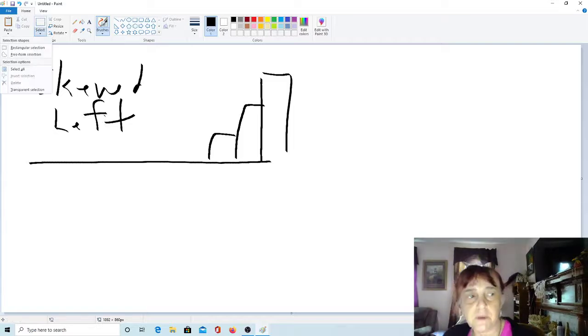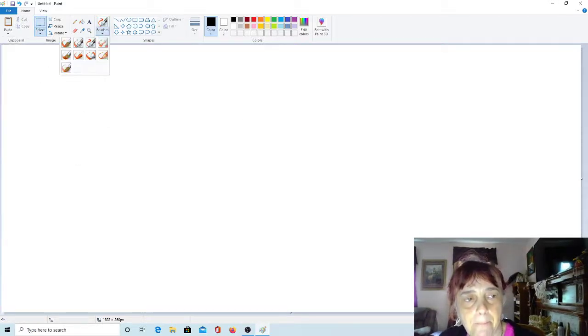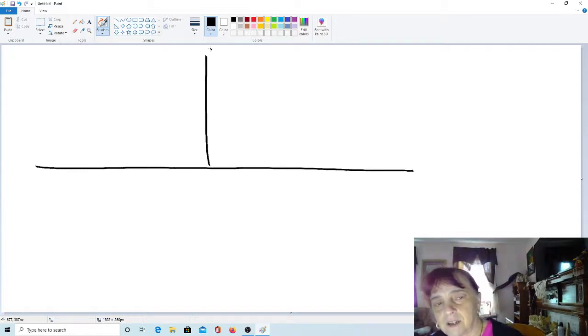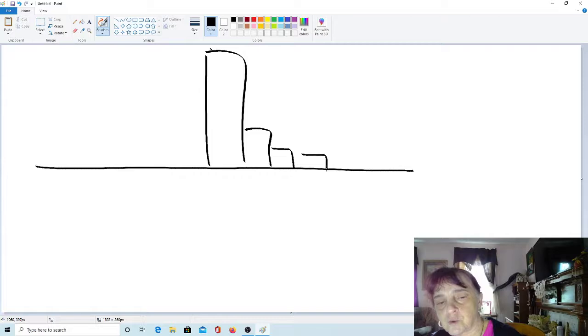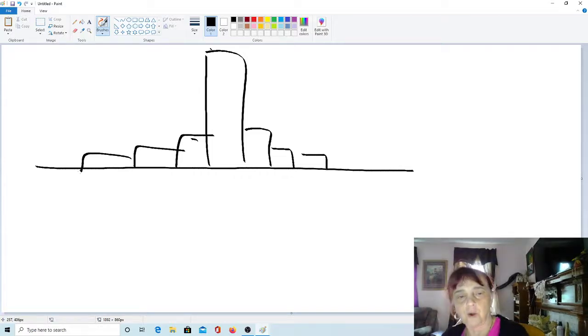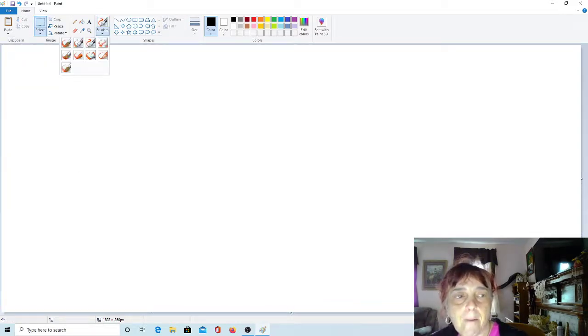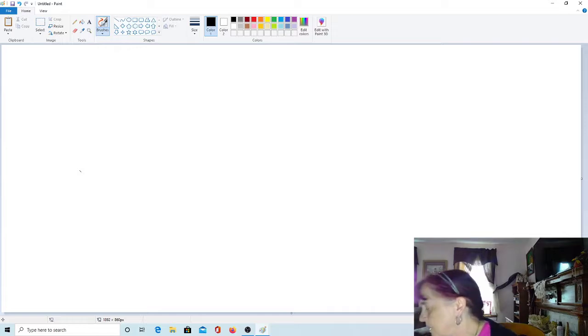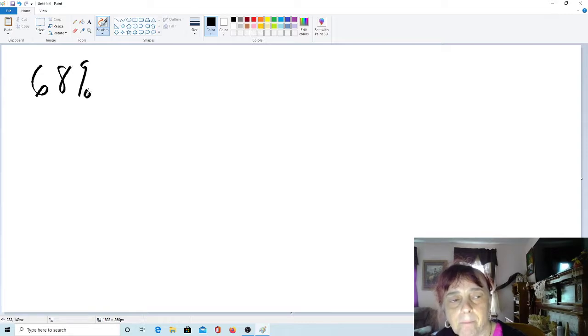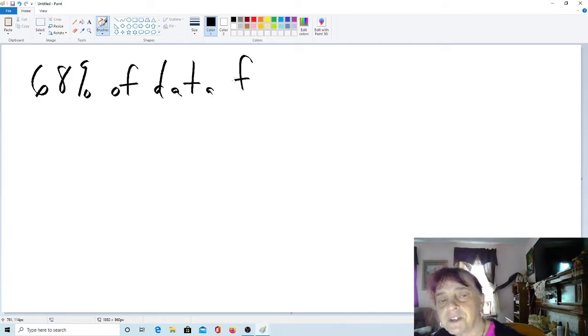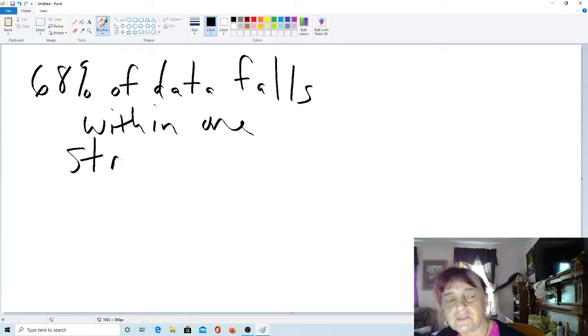And then a normally distributed set of data is just normally distributed. That's an equal amount of data all throughout the distribution. And there's an empirical rule that says 68% of the data falls within one standard deviation of the mean.